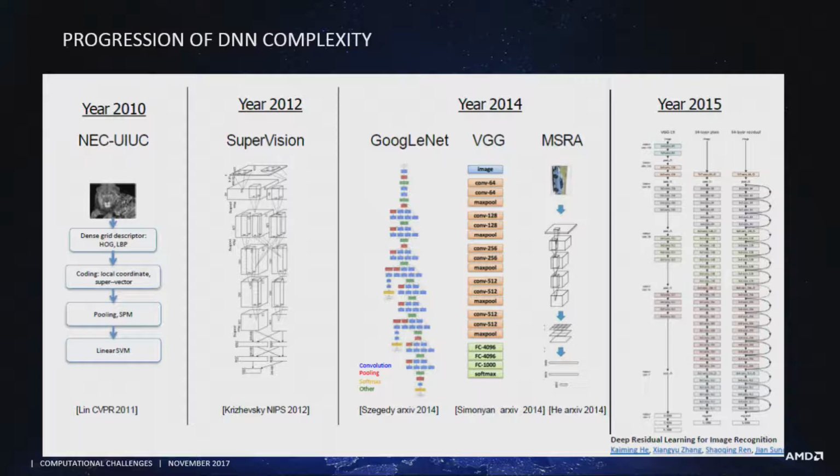We're seeing examples now where some networks are reaching 1,000 layers. So this is something that we know is anecdotally good. We don't know why it's good, but we know it works.